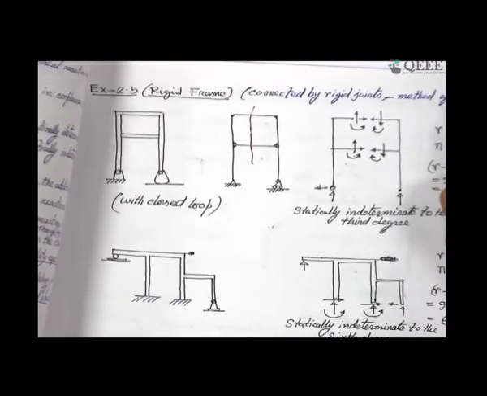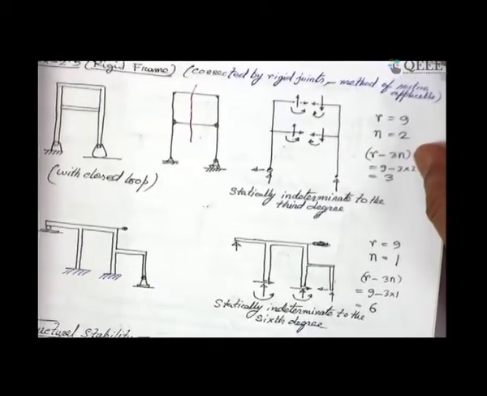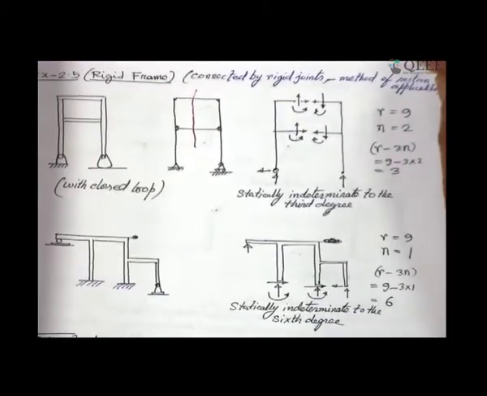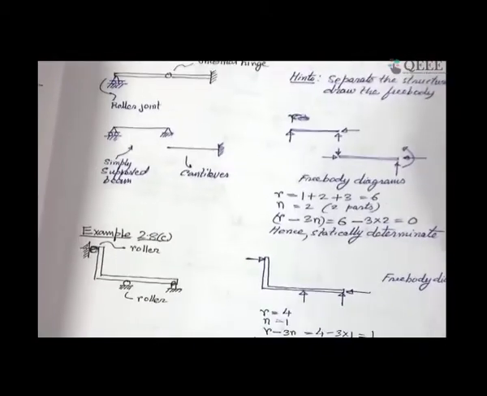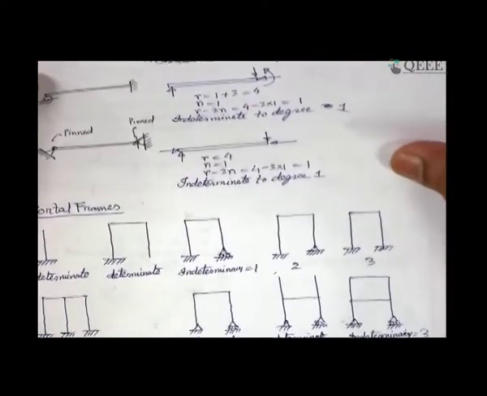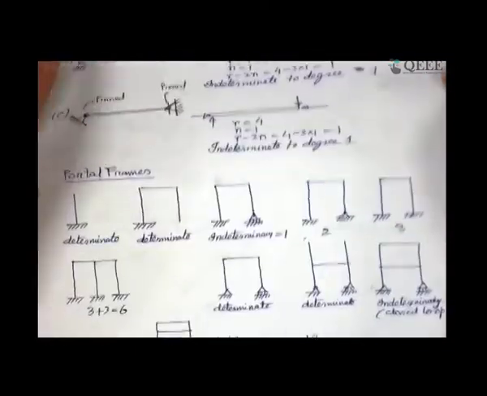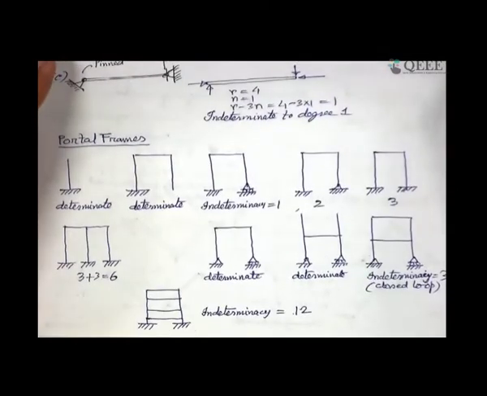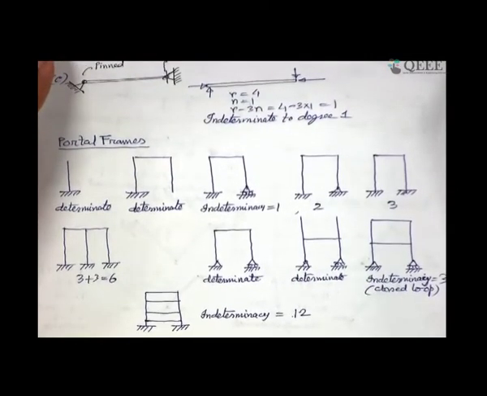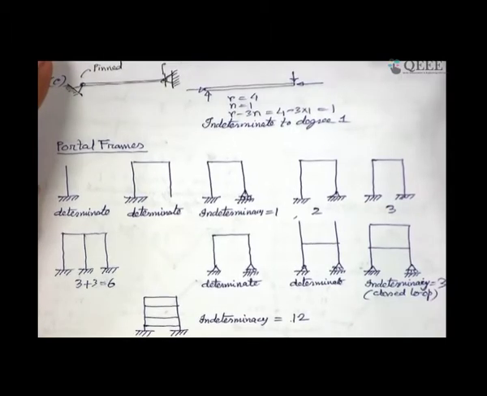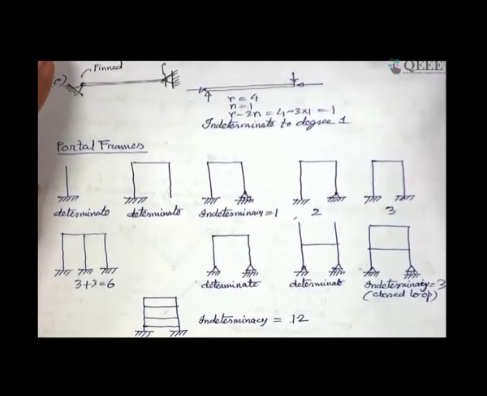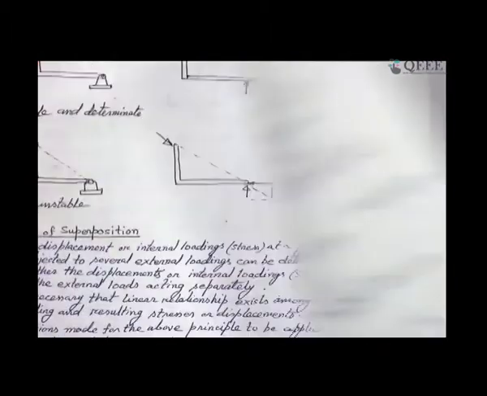So, this can be extended to frame type structures and their statical indeterminacies can be found out either by formula or by observation. By observation, you can just mentally cut those structures to make them statically determinate, and then the number of cuts you made, the number of releases of the internal stress resultants or the reactions, will actually tell you the redundancies.